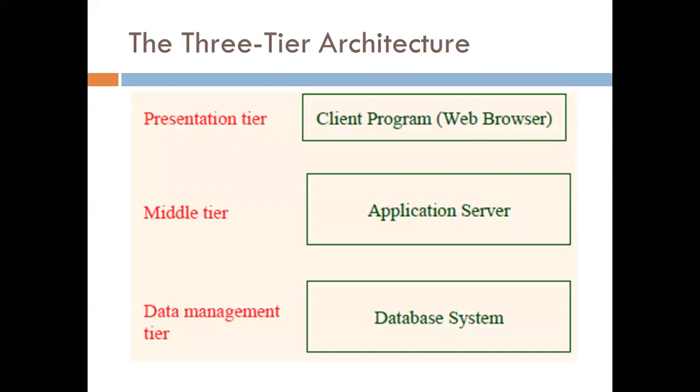The next kind of architecture we can have is the three-tier architecture. Three-tier architecture means the three different functionalities will be in three different tiers or layers: presentation layer, middle layer, and data management tier. The presentation tier is a client program, yes, our browser. The middle layer is the application server. Data management will be done by a separate database system.